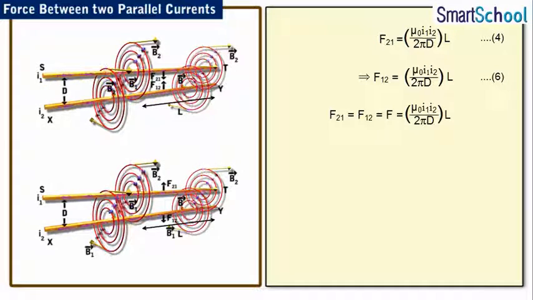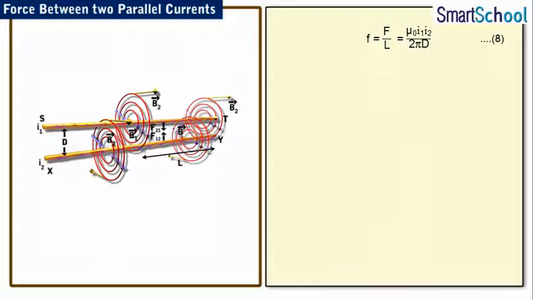Thus, the magnitude of the force F between two parallel conductors of infinite length, separated by distance d, carrying currents I1 and I2 respectively, is equal to mu naught I1 I2 by 2 pi d into L. Let us label this as equation 7. Therefore, the force acting per unit length of the conductor, F by L, is equal to mu naught I1 I2 by 2 pi d. Let us label this as equation 8.